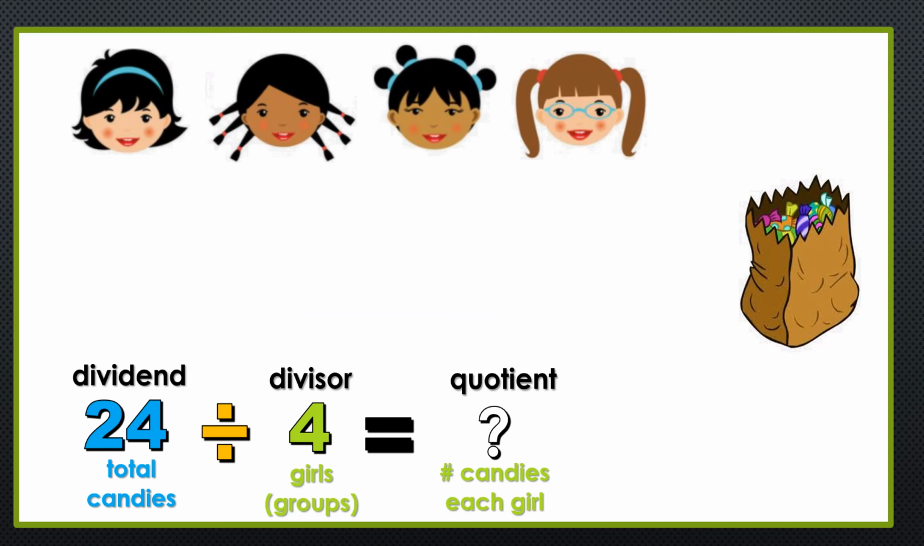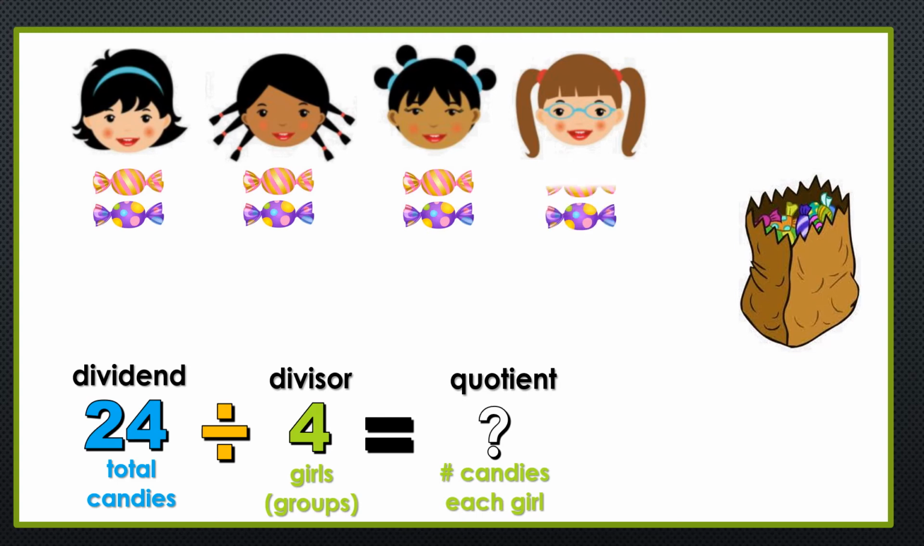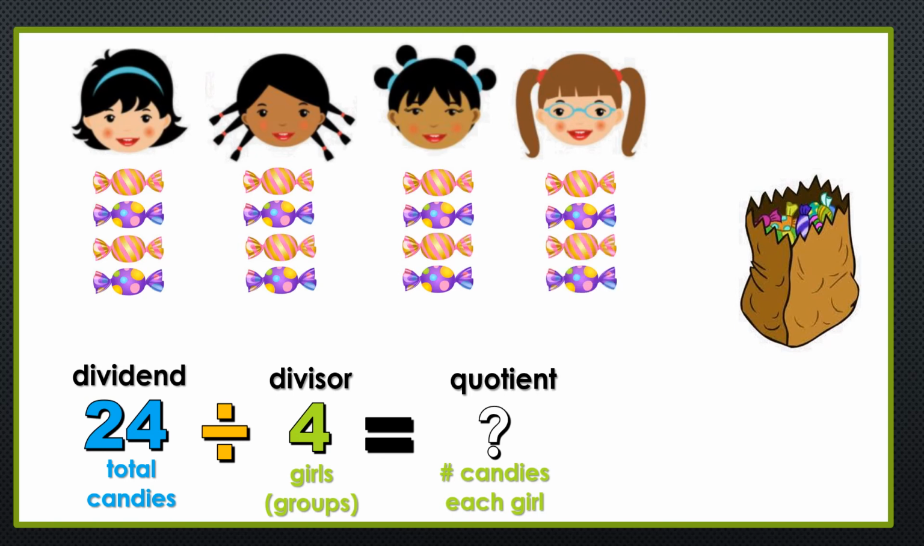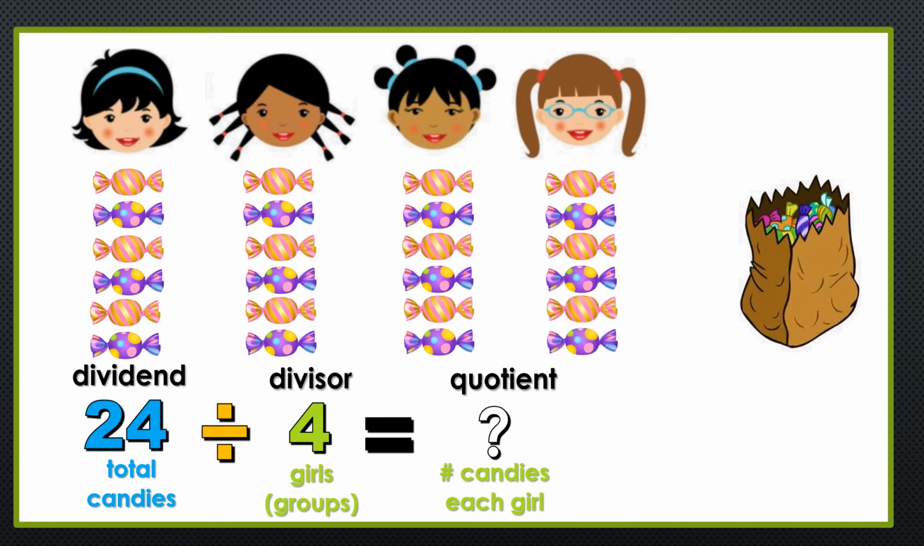So now that we know our equation and we've set that up, we can start breaking up those candies into groups. So each girl has 2 right now. So that's 2, 4, 6, 8, 10, 12, 14, 16, 18, 20, 22, and 24. So what we basically did here is use repeated subtraction to help us get to the 24 pieces of candy. Once we've broken it apart equally, now we can see that each girl has 6 pieces of candy.